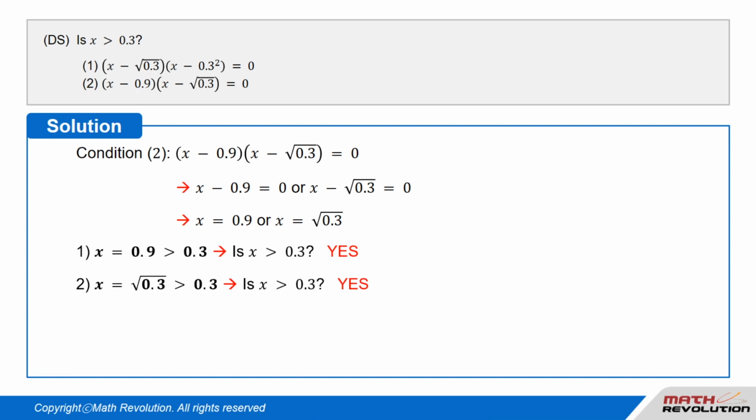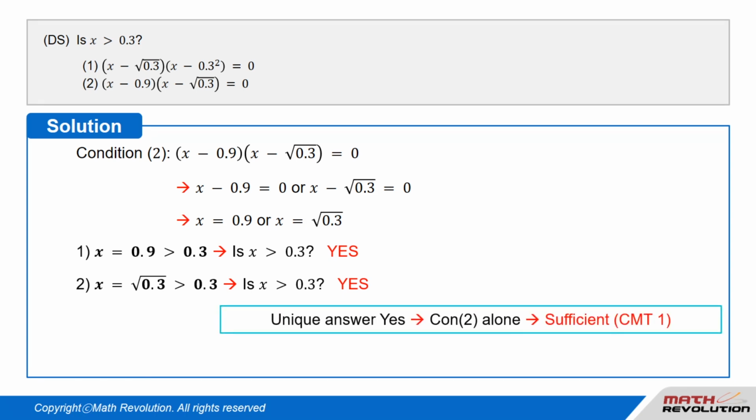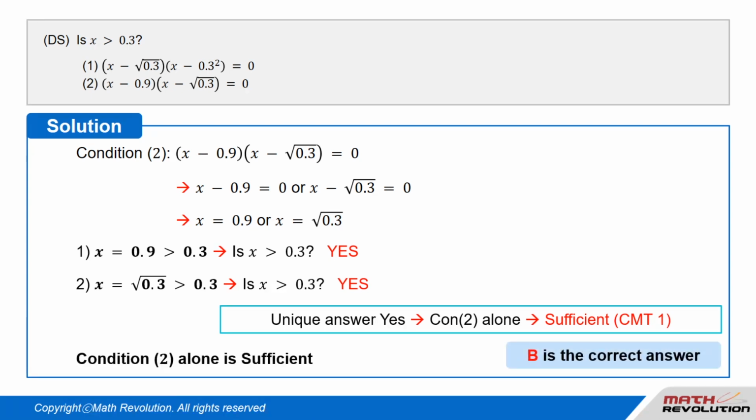x equals 0.9, which is greater than 0.3, and the answer to the question is x greater than 0.3 is yes, or x equals √0.3, which is also greater than 0.3, and the answer to the question is x greater than 0.3 is yes. Thus, in each case, x is greater than 0.3. The answer is a unique yes, so the condition is sufficient according to CMT1, which states that the answer will be in terms of a unique yes or no. Condition 2 alone is sufficient.